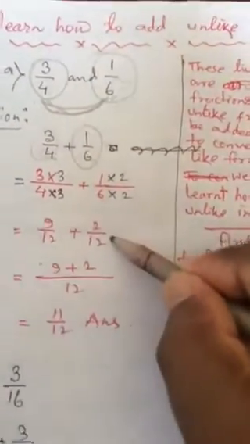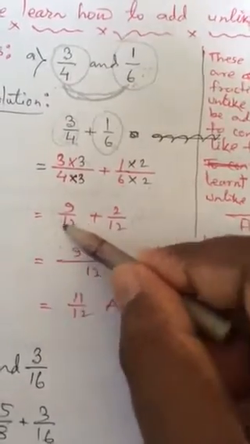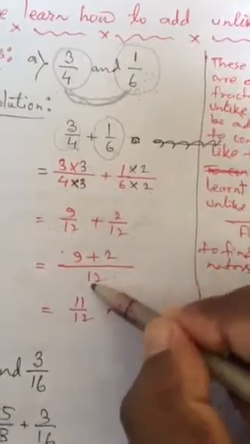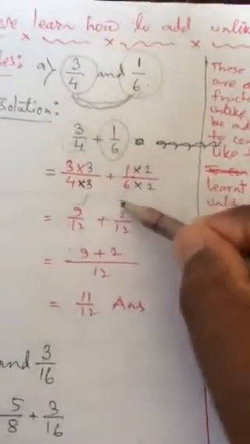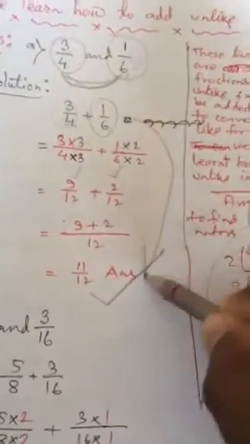Now these two fractions are like fractions. If these two fractions are like fractions, they can easily be added. So the denominators are the same, 12. Simply add up the numerators: 9 plus 2, that is 11 by 12. This is how we add the unlike fractions.